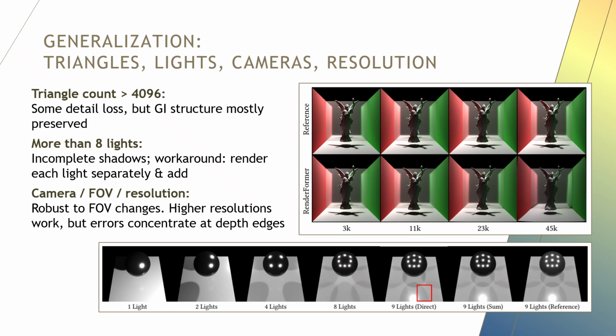Then, third, more than 8 lights. Shadows and highlights become incomplete, but you can partially fix this by rendering one light at a time and adding the images, using the linearity of light transport. Finally, fourth, different cameras and resolutions. It's robust to wider FOV and higher resolutions, though errors tend to concentrate around depth edges at very high resolutions.